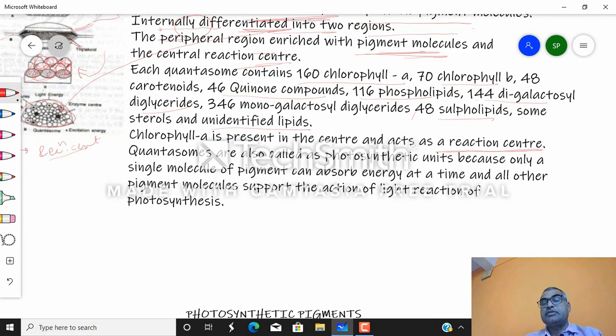Quantasomes are also considered a photosynthetic unit because only a single molecule of pigment can absorb light at a time, and all other pigment molecules support the action of the light reaction of photosynthesis.